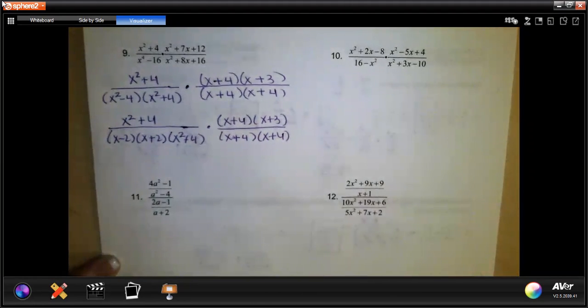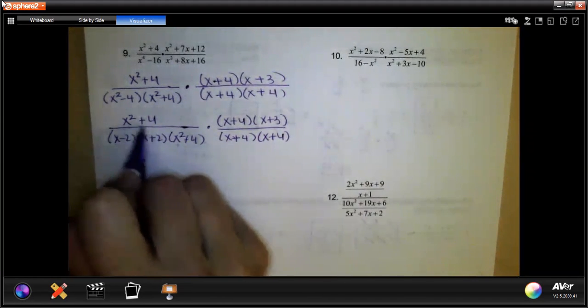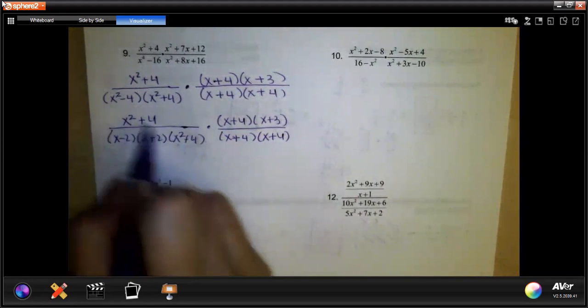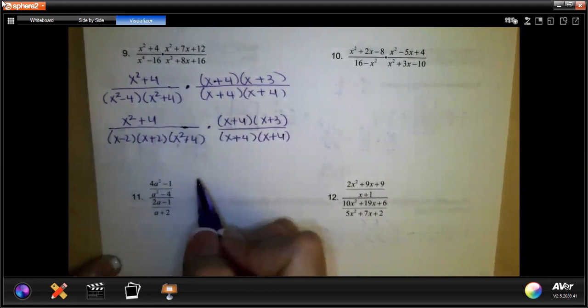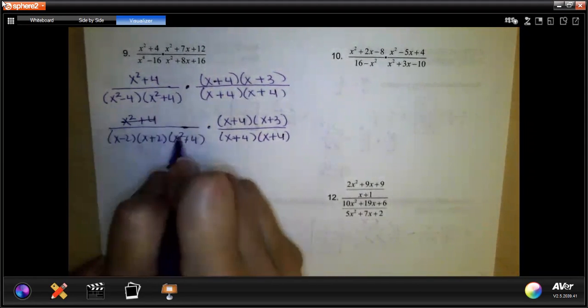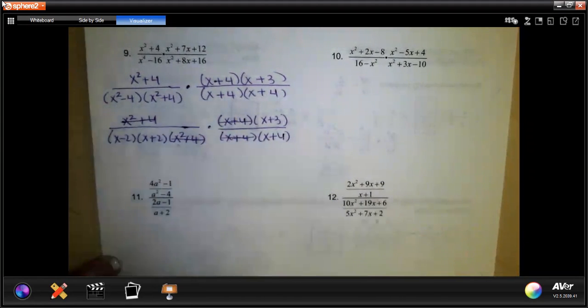Now that we have factored all of them, we are ready to simplify. So I've got an x plus 4 in the numerator and an x plus 4 in the denominator. People forget to check up and down. They start checking diagonally and not check that way. But as long as it's in the numerator and denominator, it can cancel. So that cancels out. X plus 4 cancels that x plus 4.